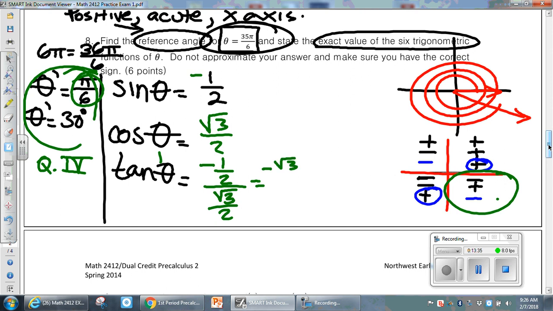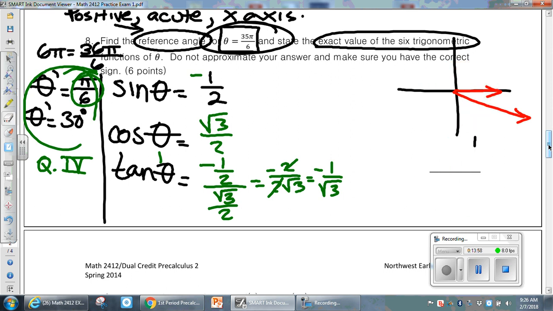Wait a minute. I'm sorry, I'm completely wrong. So negative 1/2 over square root of 3 over 2, right? The 2's cancel, so you end up having negative 1 over the square root of 3. Should that be negative? Yes, that should be negative. Now, if you have time to rationalize, do it. If you run out of time to rationalize, I'm fine with that, as long as they're equivalent. So if you rationalize, multiply by square root of 3 over square root of 3, and that would be negative square root of 3 over 3.